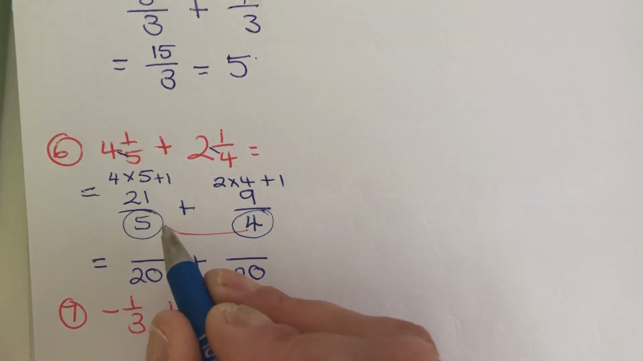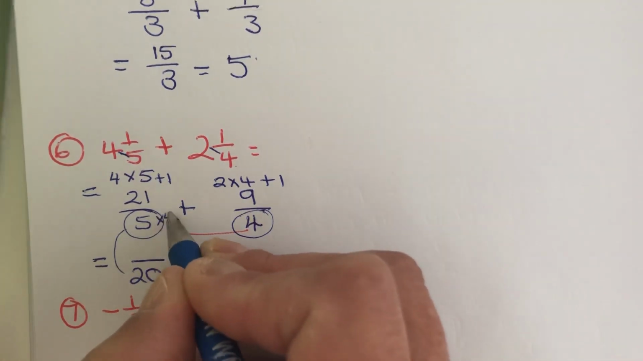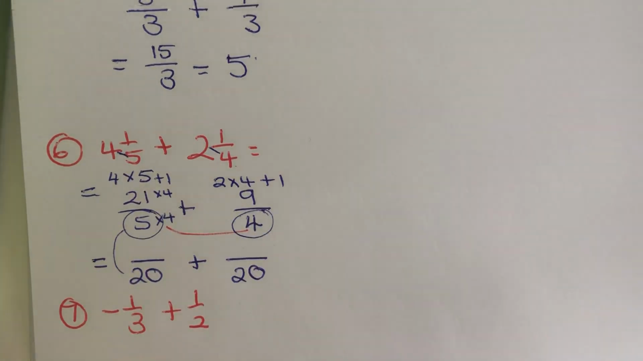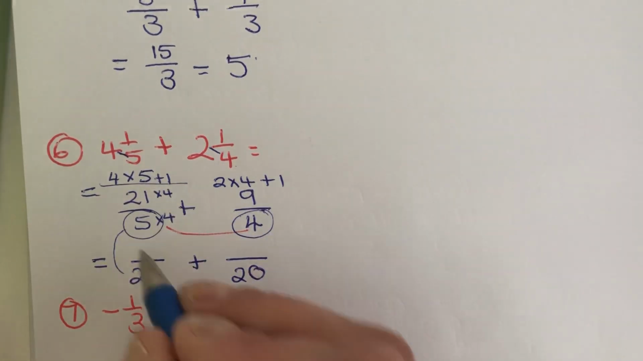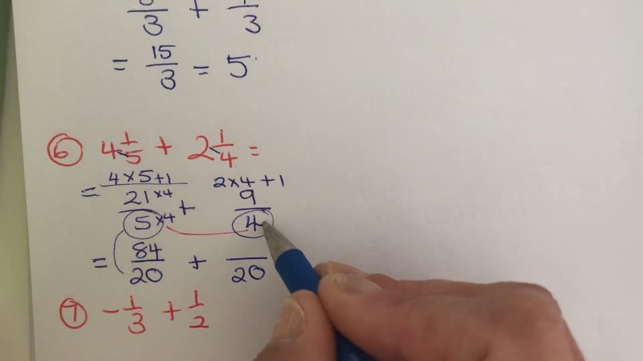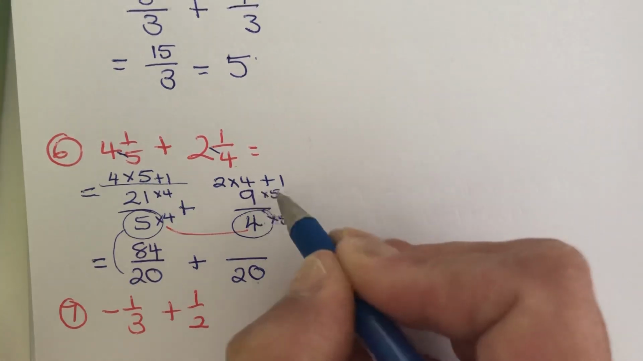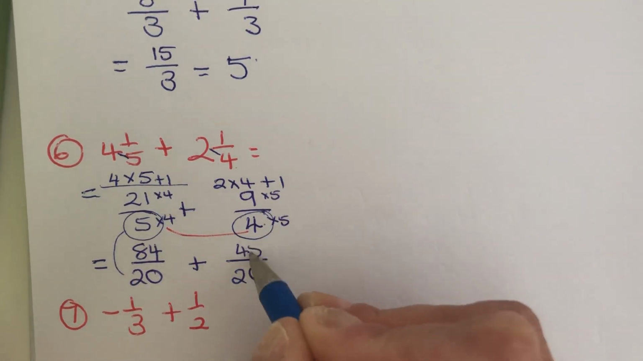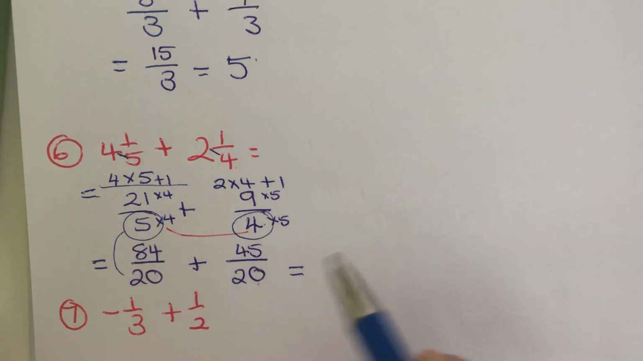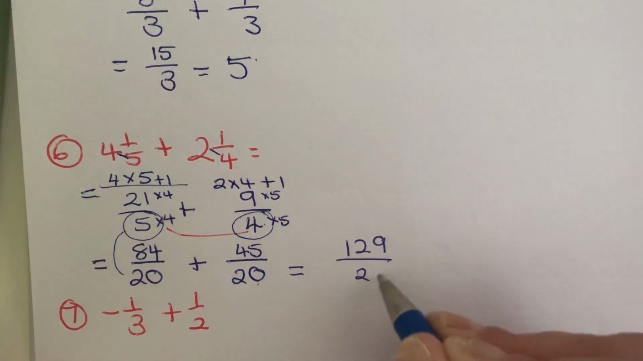Okay, how do we go from 5 to 20? We multiplied by 4, so you have to multiply the top by 4. So 21 times 4 is 84. Over here, how do we go from there to there? We multiplied by 5. 9 times 5 is 45. So then we're going to do 84 plus 45, which is 129 divided by 20.